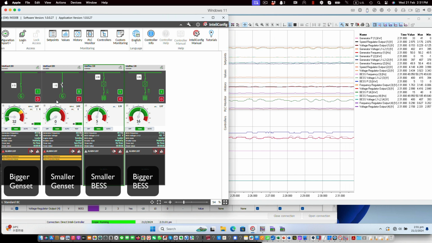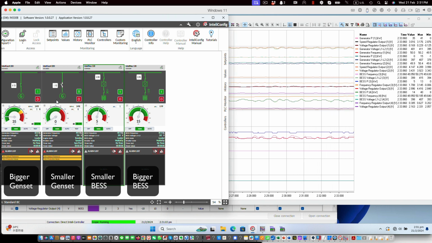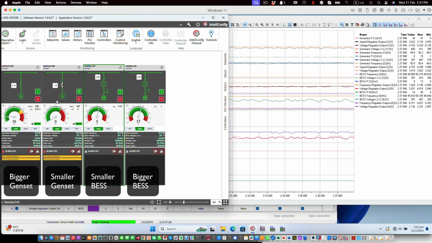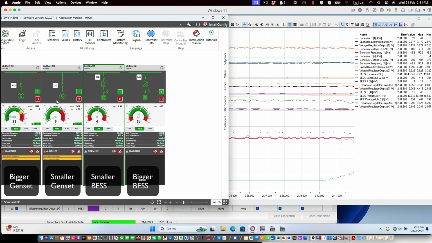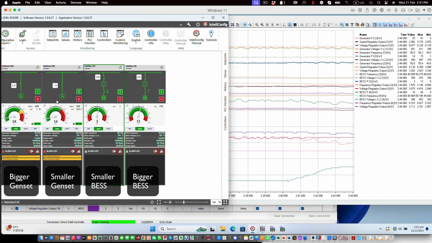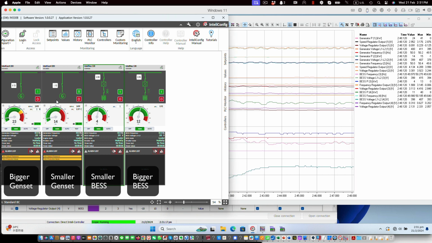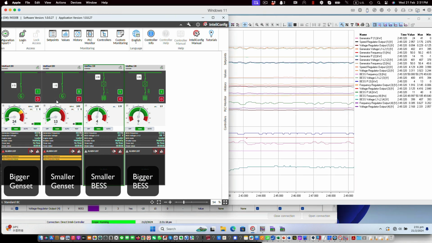And the final genset will be close to closing the breaker, and so we can easily, seamlessly synchronize all the assets to take load, and we can take them off at any time without needing to reboot anything. Thank you very much.